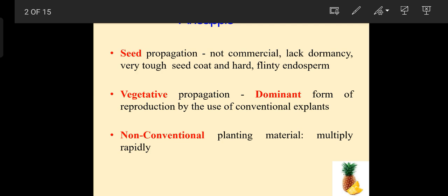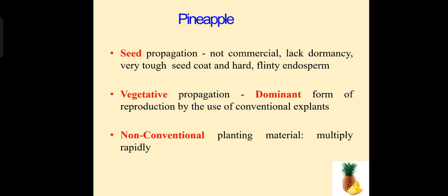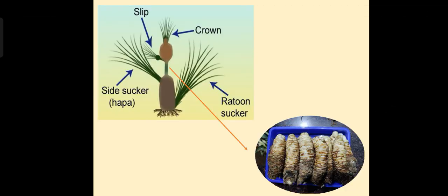This pineapple can be propagated by various methods like seed propagation and vegetative propagation. In seed propagation, the seeds lack dormancy because of the very tough seed coat which is present outside of the seeds. And in vegetative propagation, there are two types, that is conventional methods and non-conventional methods. The conventional method of propagation includes using slips, crowns, side suckers and ratoons.